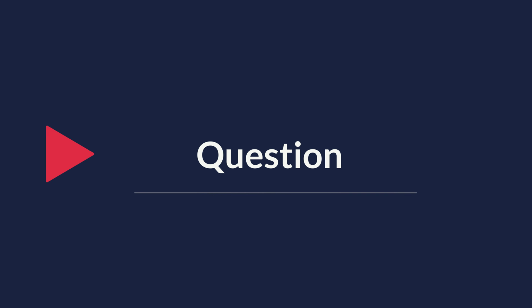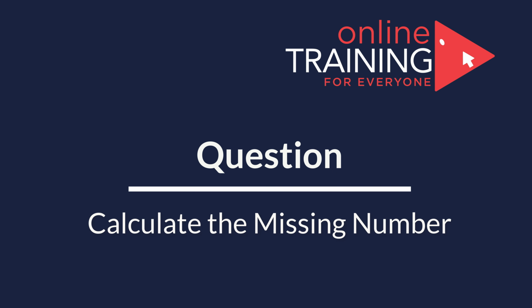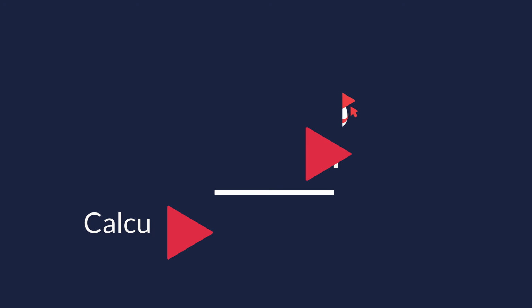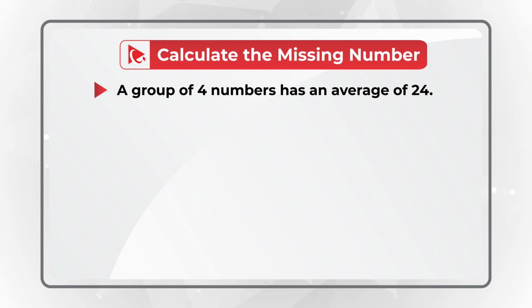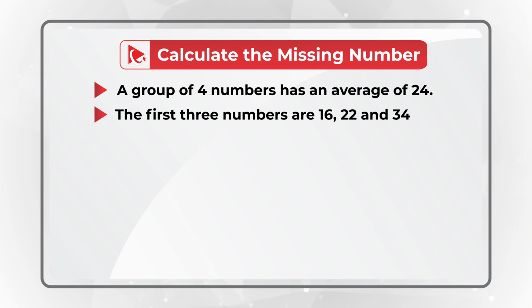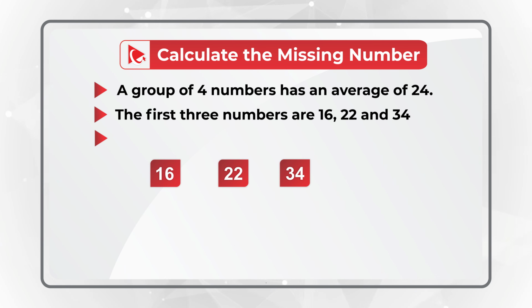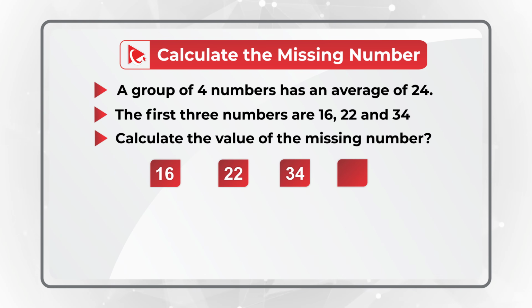Here's one of my favorite questions where you need to do mental math calculations. You're presented with a group of 4 numbers, and this group has an average of 24. The first 3 numbers are 16, 22, and 34. You need to calculate the value of the missing number, which is represented as the question mark.